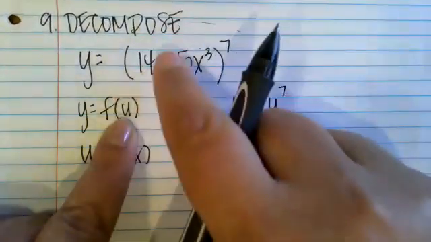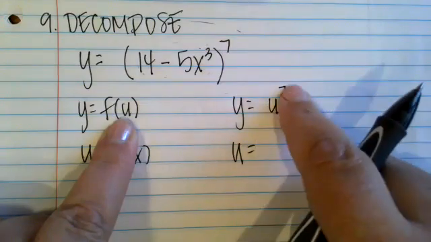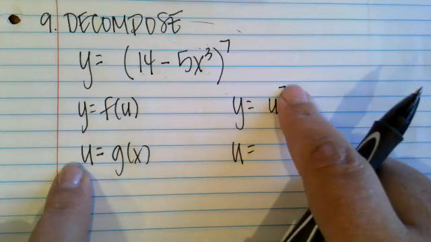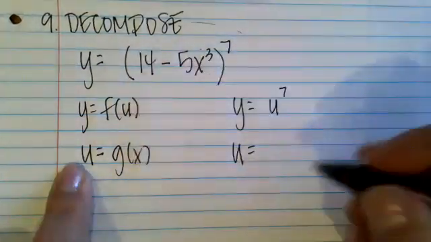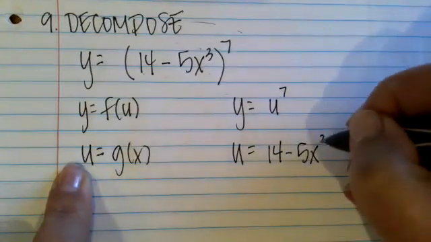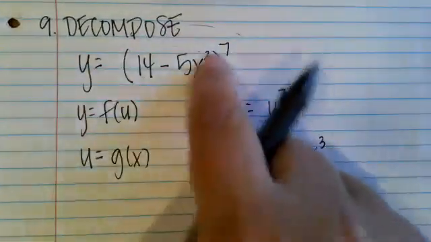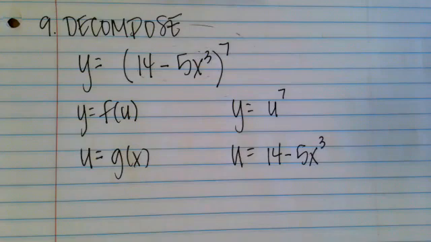So that whole thing is just something to the 7th power. Then you need to tell me what the something is. Well, the something is what's inside here. So that's 14 minus 5x cubed. So this one is your outer function, and then this one is your inner function. And they'll ask you to type those in, and it shouldn't be too bad.